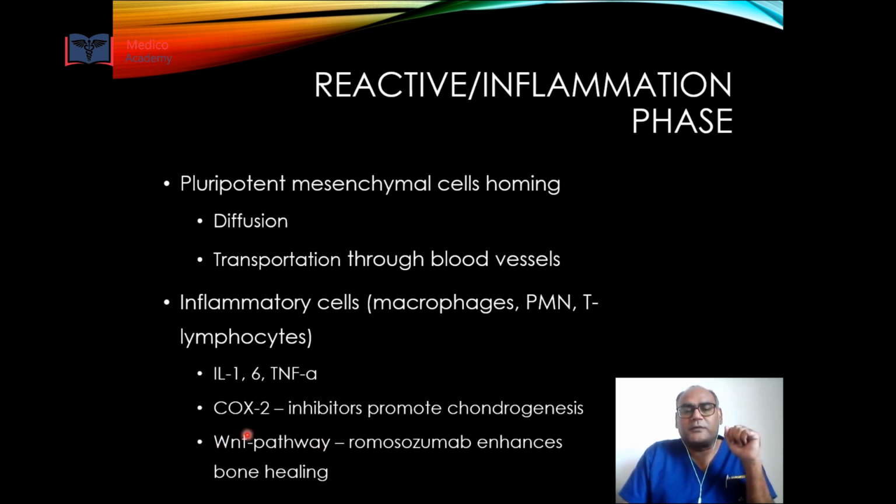WNT pathway has been recently propagated and promoted. Actually, it was basically described for maintenance of bone or the remodeling of bone and was relevant in osteoporosis. Now it is also relevant in fracture healing, and it has been found that the inhibitor of this WNT pathway, which is sclerostin, if you inhibit that inhibitor by romosozumab, it will enhance bone healing. And this drug is used off-label for managing cases that may undergo slow healing.